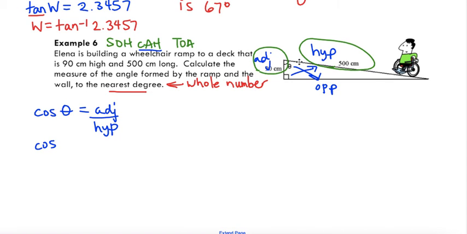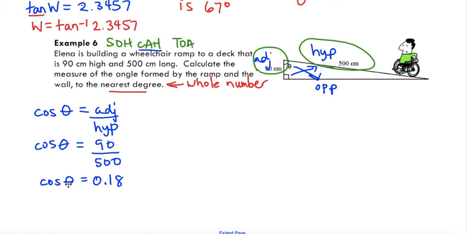Substitute in what you know. I don't know anything about my triangle in terms of how it's labeled with letters, so I'm going to keep my theta symbol in this question. My adjacent side measures 90 centimeters. My hypotenuse measures 500 centimeters. I take my calculator to work out 90 over 500, and that gives me an answer of 0.18.